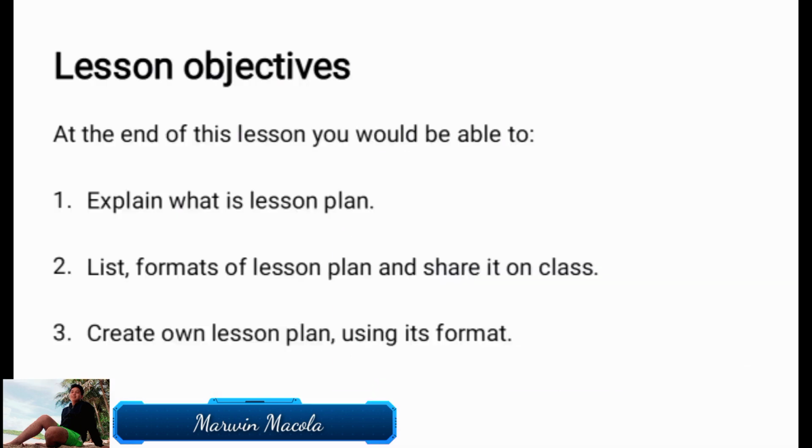Our lesson objective is that at the end of this lesson, you would be able to, first, explain what a lesson plan is. Second, list the formats of a lesson plan and share them in class. Third, create a lesson plan using its format.